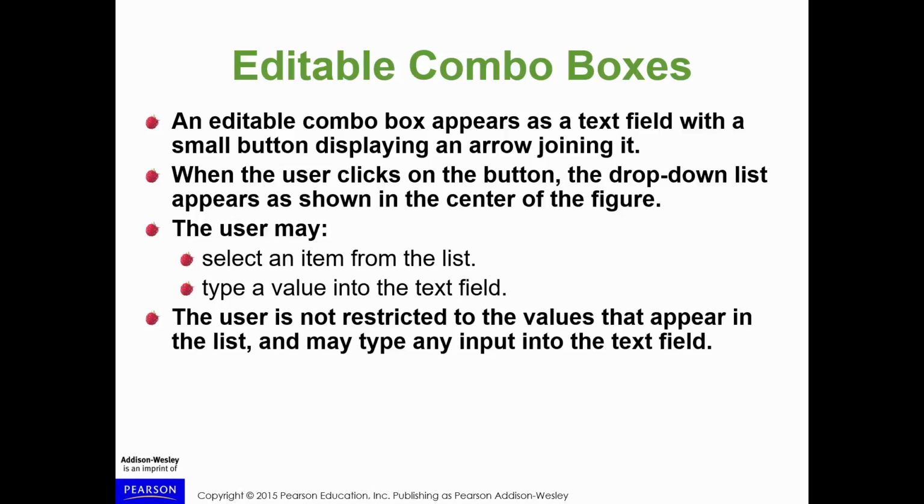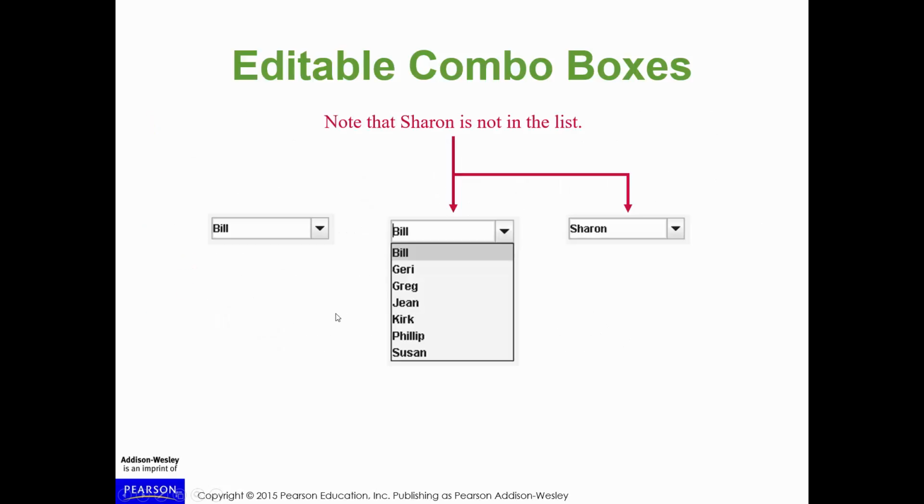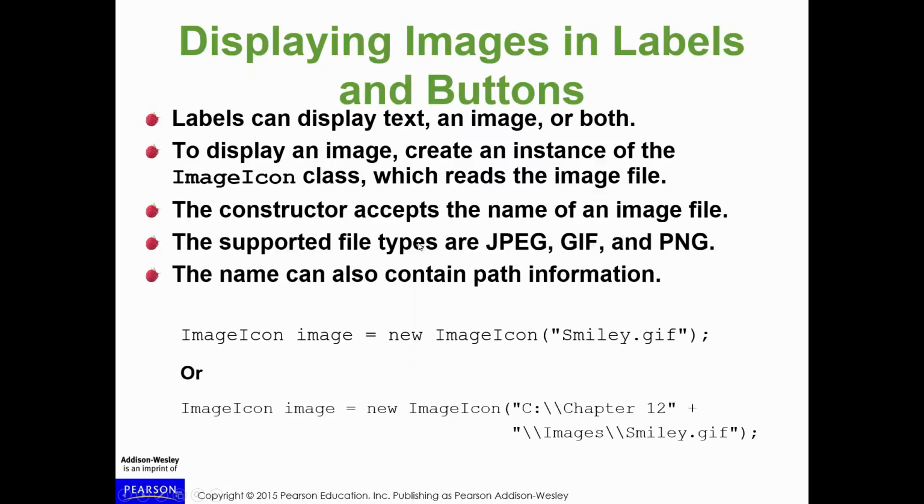So an editable combo box is a text field with a small button displaying an arrow joining it. So the user may either select an existing item or type their own item in. Now, sometimes that would make sense. You notice in here, as an example, as they say, Sharon is not in the list. So you type in Sharon and boom. All right, that could be the selection you make. Now, sometimes that will make sense, but for example, with a thing of states, if you listed all 50 states, you probably wouldn't want to set it up so it was an editable combo box.